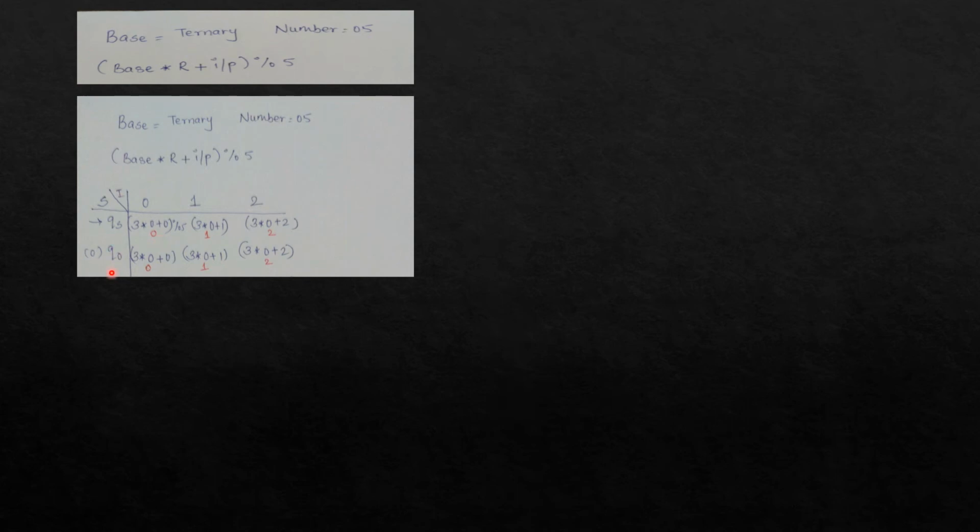When we reach Q0 state, the previous remainder was 0. So again, here the R's value will remain 0 for the entire row. Only the input will change. Base will remain the same for the entire transition table because the base is ternary, that is 3.